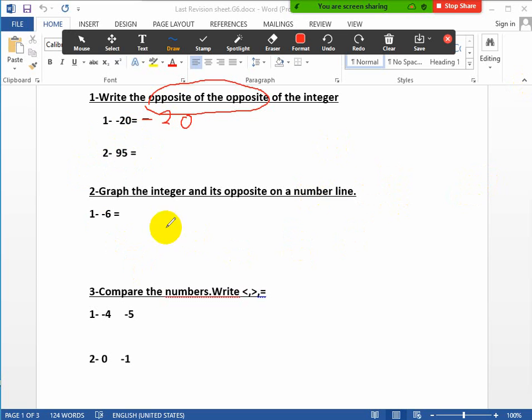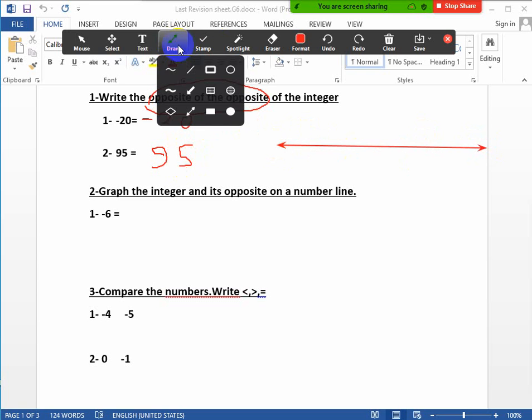Lamar, open the mic. Lamar? Yes, what is the opposite of the opposite of 95? Lamar, again, the opposite of the opposite of any number equals the same number. When I have a double opposite, that means it will be the same number. 95. Why? Because I explained it for you on the number line, and I will explain it again for the last time.